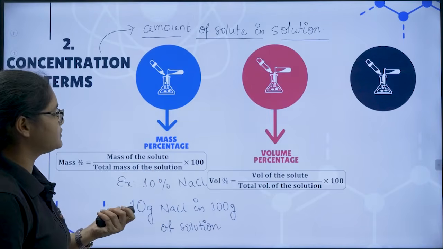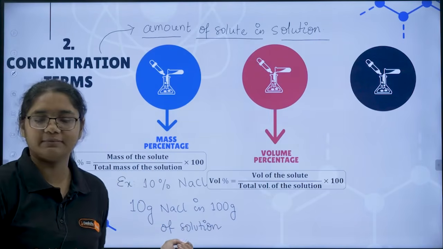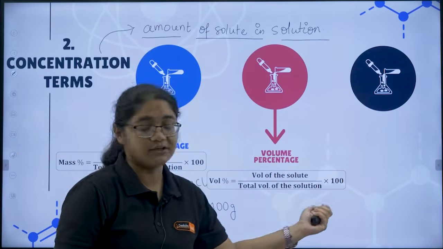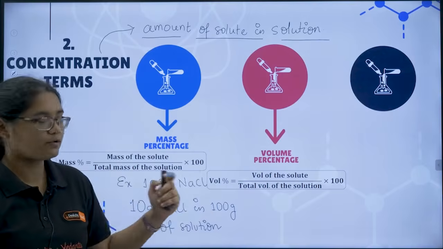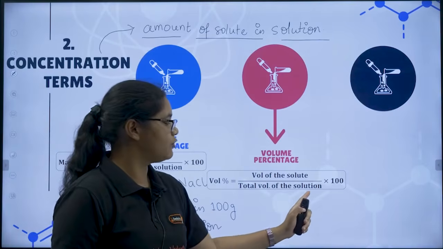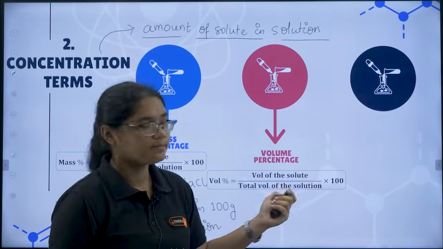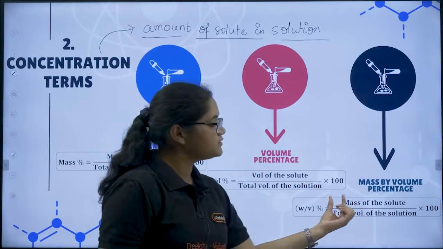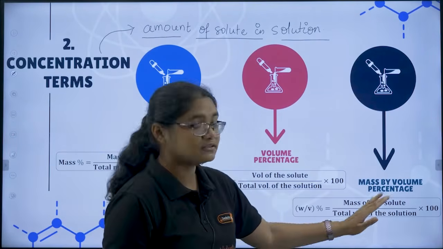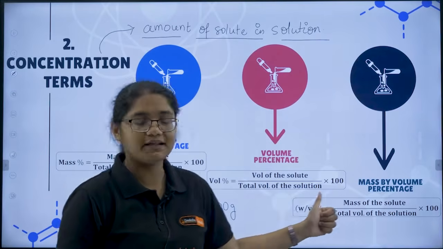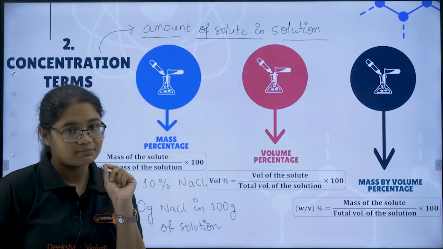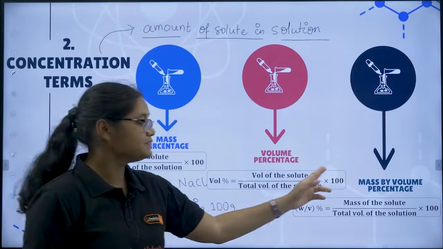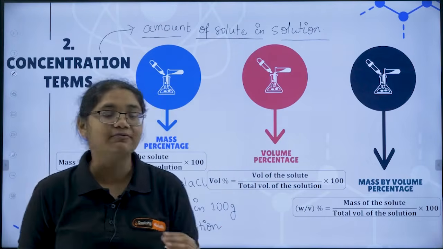Now we will go to the next one, volume percentage, very similar to this one: volume of the solute by total volume of the solution into 100. Next we have mass by volume. Here it is mass of the solute by volume of the solution into 100. You can see the difference. Mass percentage means mass by mass. Volume percentage means volume by volume. Mass-volume percentage means mass by volume.